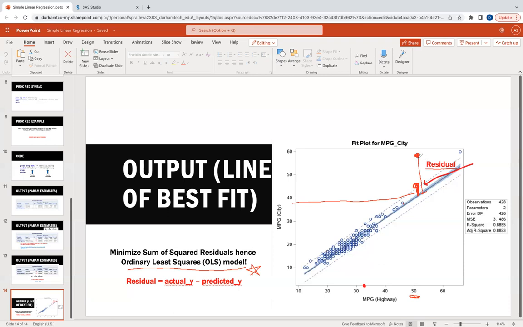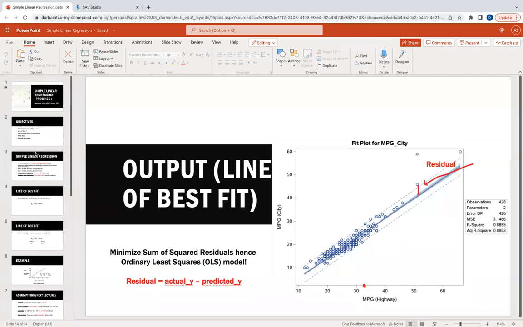So I want to minimize this vertical distance from what actually happened in my data, which is the actual data point itself, and my model, which is that actual straight line. So I want to minimize that vertical distance, okay? So that's important to keep in mind. So let's recap, and we're at an end now.